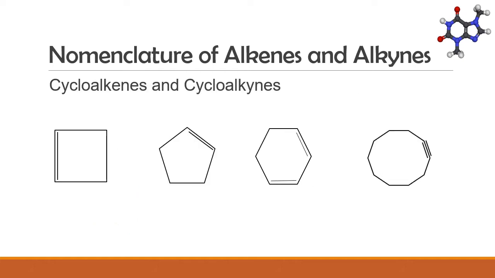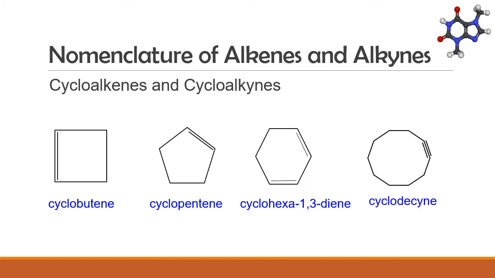Alkenes and alkynes also have cyclic or ring structures. The naming rules are the same as those for cycloalkanes, except of course for the suffix. So here we have cyclobutene, cyclopentene, cyclohexa-1,3-diene, and cyclodecyne. Cyclic alkynes are highly unstable, and alkynes with a small number of carbons do not form cyclic structures.